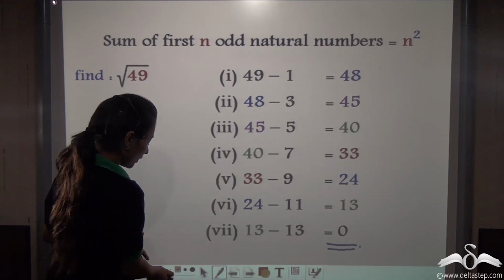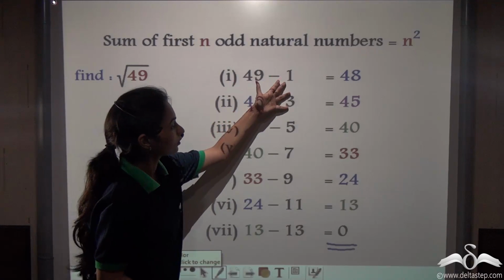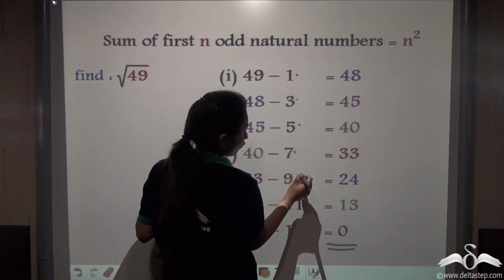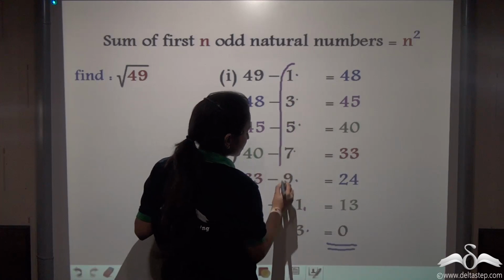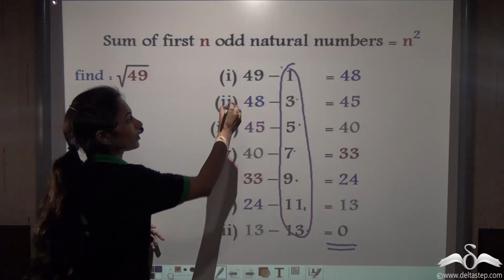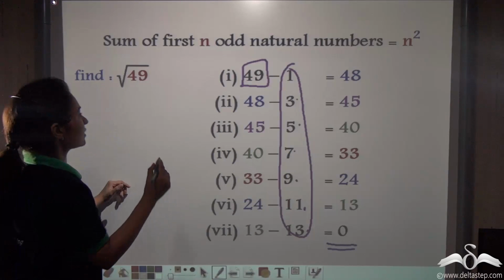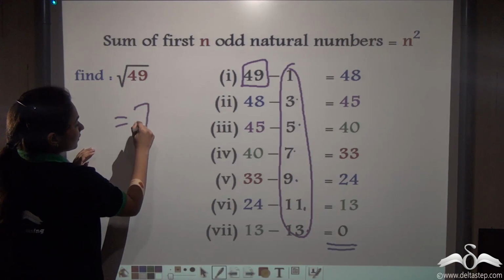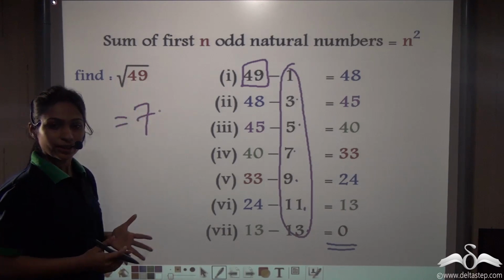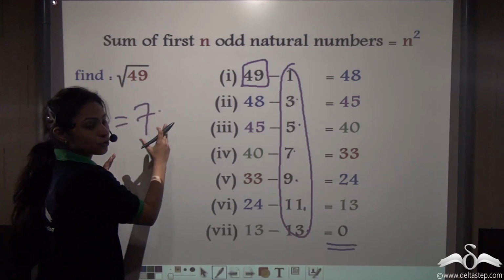Let us count how many odd natural numbers there are up to 49. 1, 2, 3, 4, 5, 6, 7. So 7 odd natural numbers starting from 1, when added, give us 49. So you can say that root over 49 is 7. And you know that 7 square is 49. So you can see this proves true.